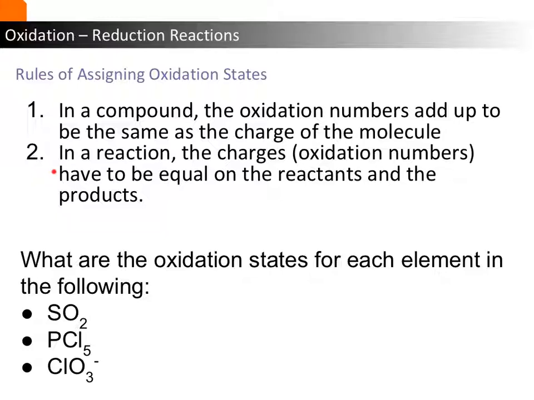Second, in a reaction, the charges or the oxidation numbers have to be equal on the reactant side and the product side. You don't have to have eliminated the oxidation numbers on the reactant side. It doesn't have to add up to be 0 overall on the reactant side. It just has to be equal to the oxidation numbers added up on the product side as well. Again, that goes back to the law of conservation of matter and the law of conservation of charge in this case. So next we're going to do some examples.